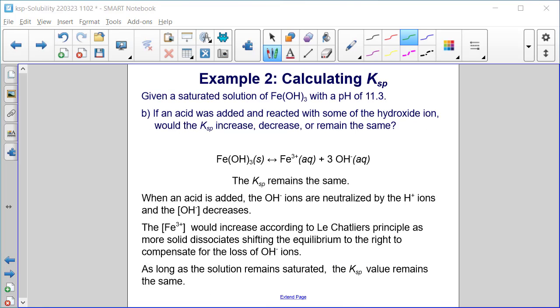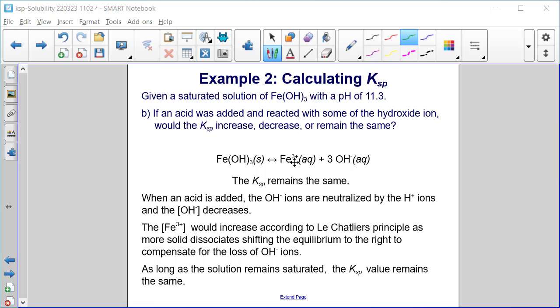If an acid was added and reacted with some of the hydroxide ion, would the KSP increase, decrease, or remain the same? The KSP remains the same. When an acid is added, these hydroxide ions are neutralized by the hydrogen ions and the OH decreases.